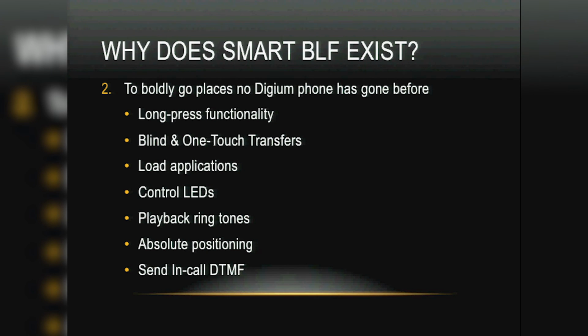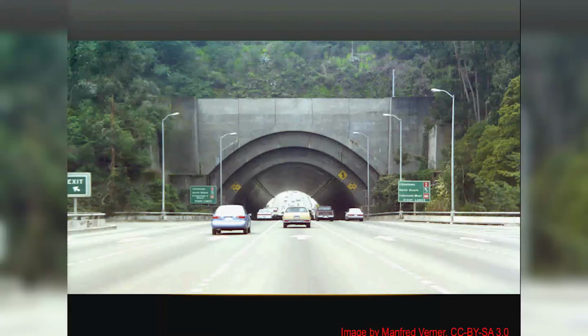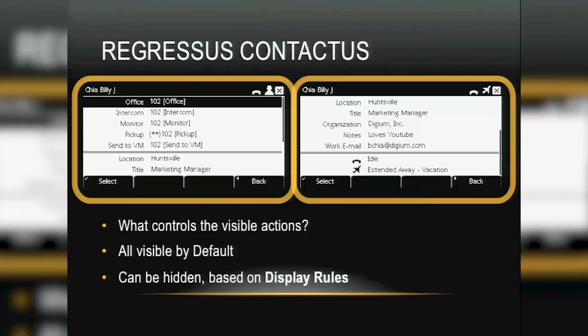All right, we are almost through. We're going to have to dive back into a little bit more of this, though. So back to contacts. Now, you can see all these actions that are there, and that's kind of a lot, right? So what controls the actions?